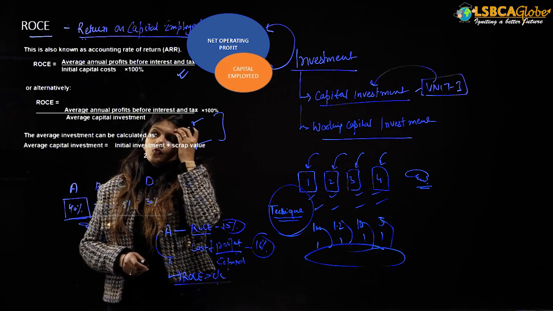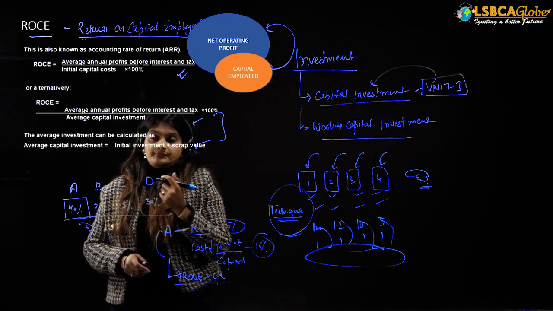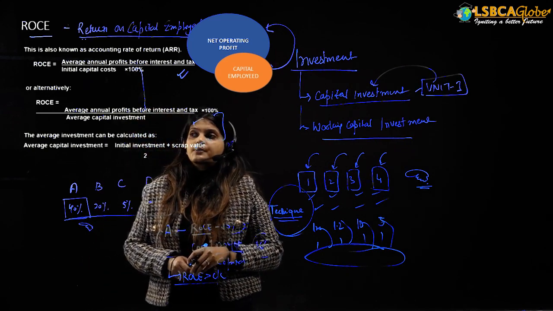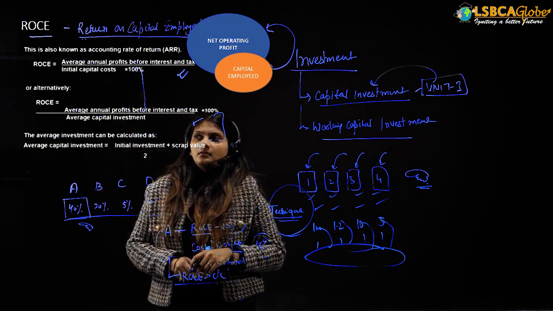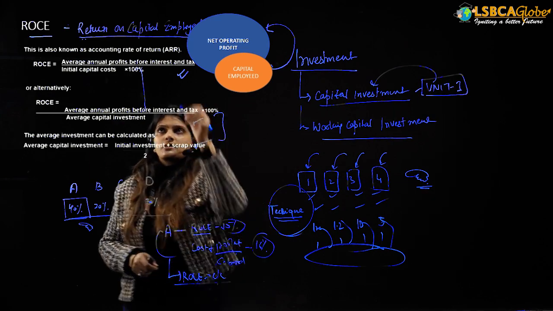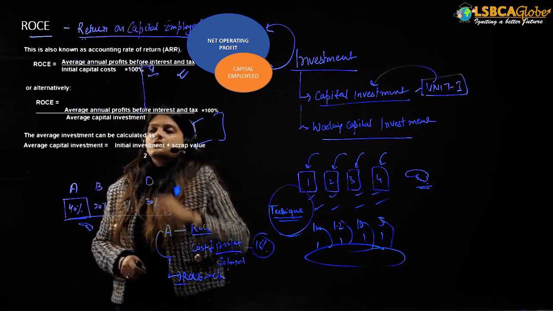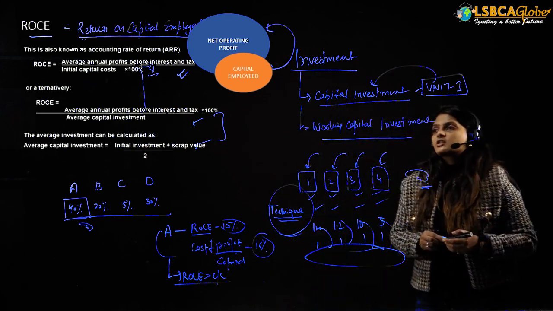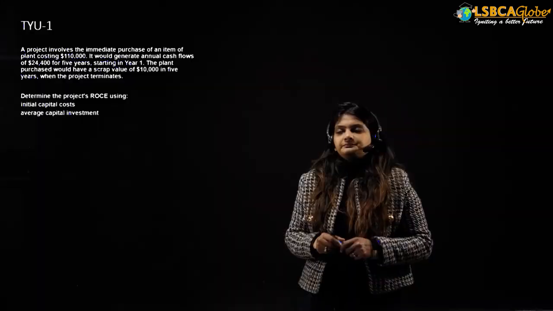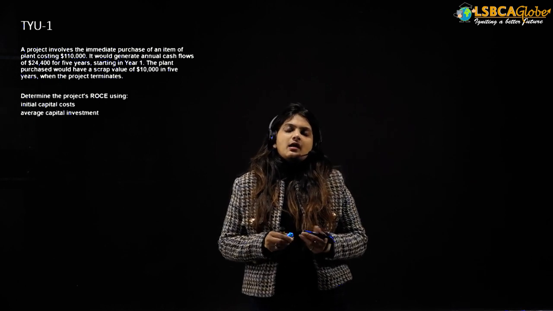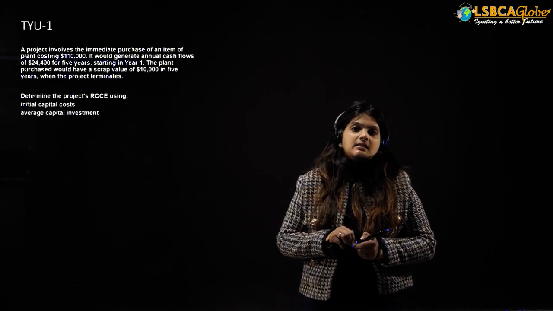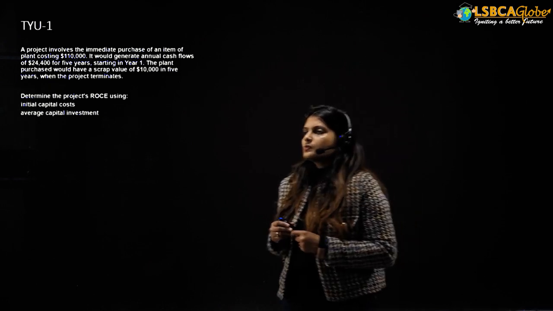Now, out of these two options, what option shall be selected? What option shall be given priority? Of course, the first formula will be given priority. So if the question states nothing, you have to use the first formula, that is average profits upon initial cost. Now let's see a question where we'll be calculating the ROC using both the methods, and let's see how all this is going to work.